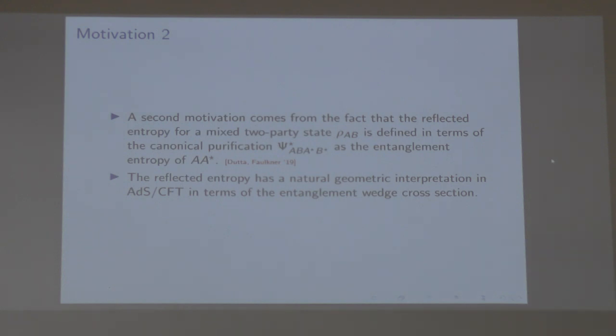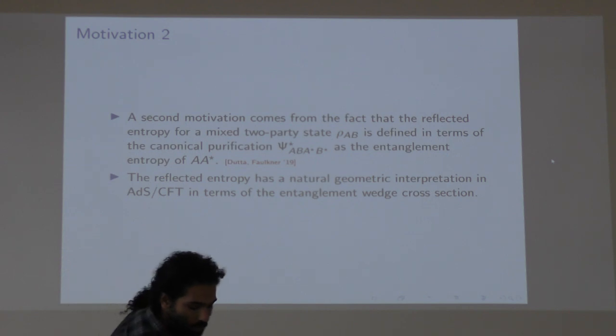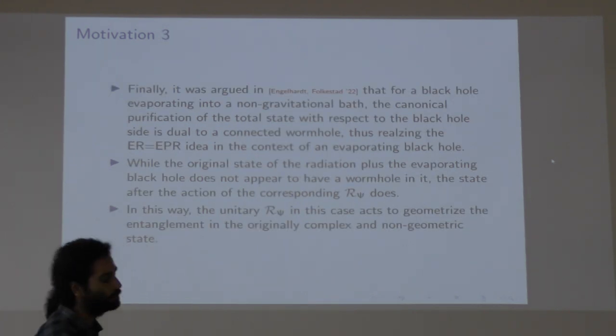As explained in this beautiful paper, the reflected entropy finds a natural geometric interpretation in AdS/CFT, in terms of what is called the entanglement wedge cross section. So if one looks at the entanglement wedge of AB and computes the cross sectional area of that thing, it computes the reflected entropy. So this is another reason to be interested in the reflection operator.